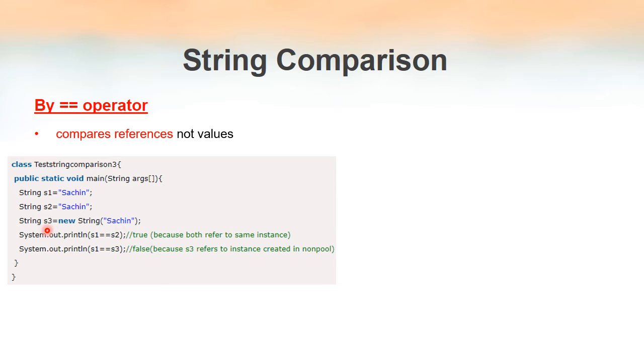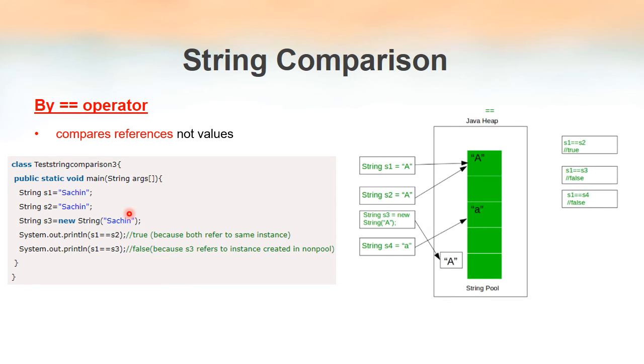Now we are going to create a new string object by using the keyword new. When we use this line of code, the word Sachin will be created inside the heap memory but not inside the constant pool. That means even though the string values are the same, S1 and S2 are pointing to the same reference, but S3 is actually pointing to another reference. So when we use the double equal to operator between S1 and S2, they are pointing to the same reference, so it returns true. But when we compare S1 and S3 by using the equal to operator, we will get the output as false, because even though the words are the same, they are different references.